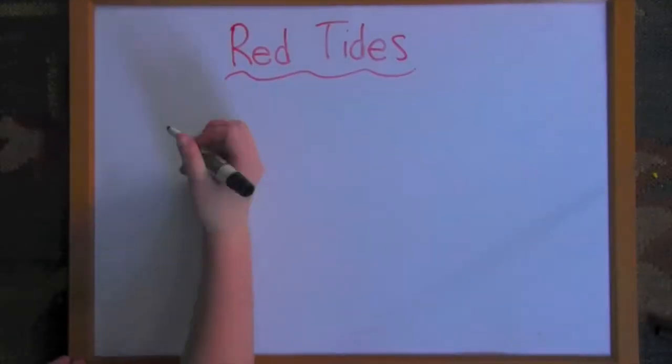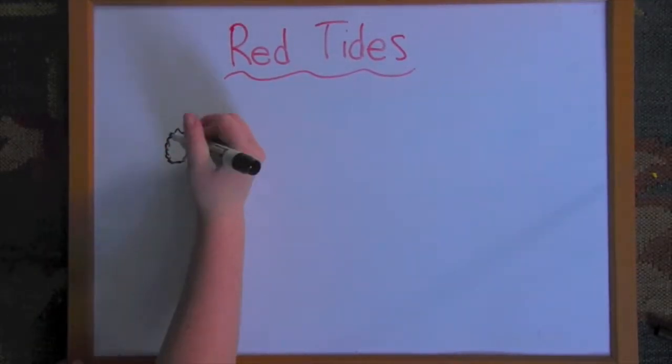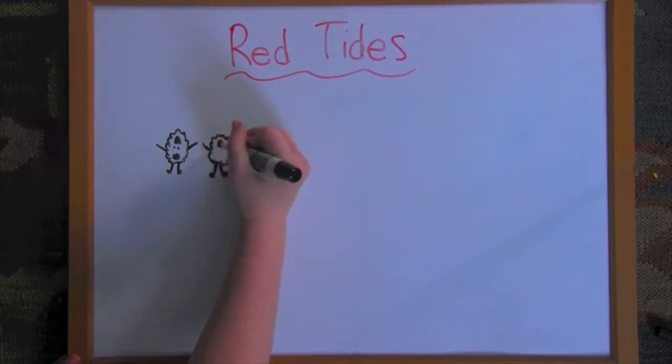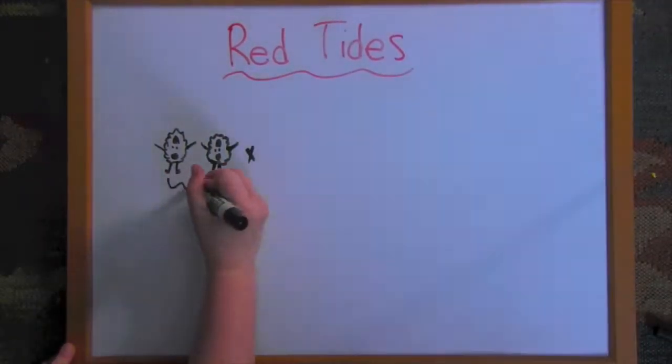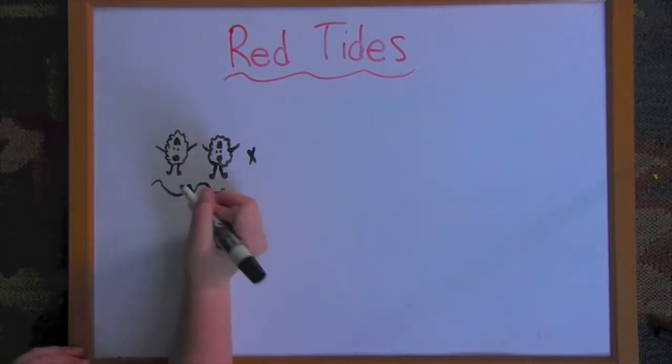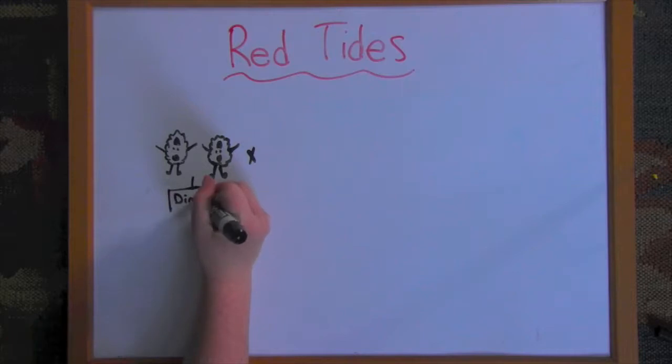Red tides occur when dinoflagellate populations increase to a very large number. So I will proceed to draw two dinoflagellates that look like people, and my brackets kind of suck, but that's okay.